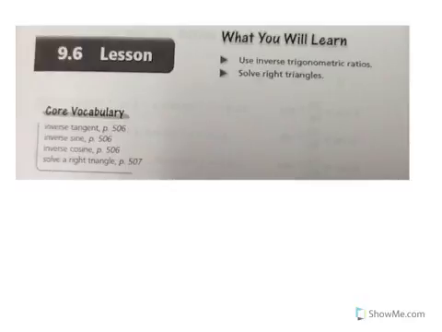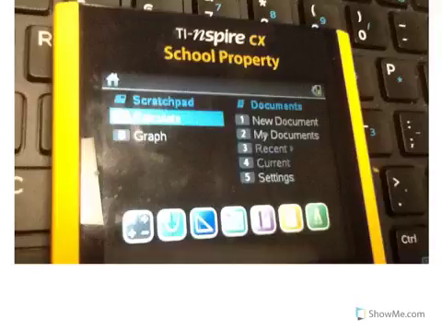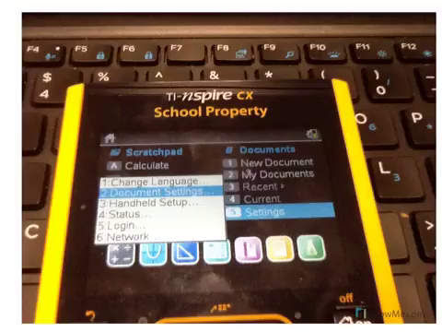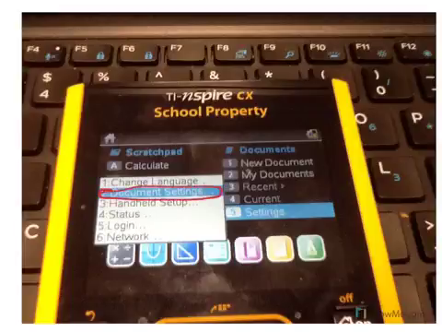Okay, before we start to do this, you've got to go and set your calculator at this screen. You've got to go over here and go to number 5 where it says settings. You're going to push number 5 from this screen to go to settings. And then when it goes to this screen for settings, we're going to do number 2 for document settings.